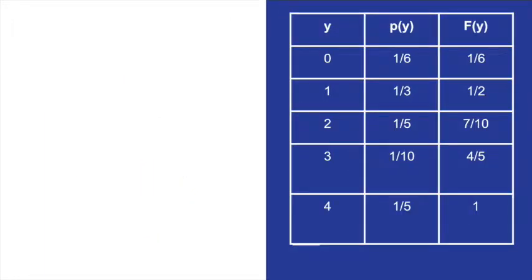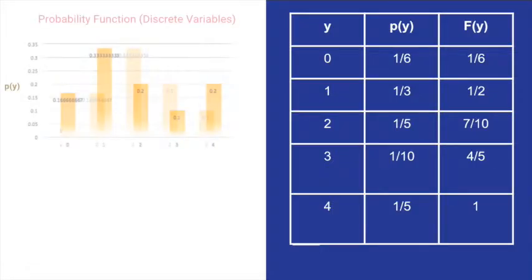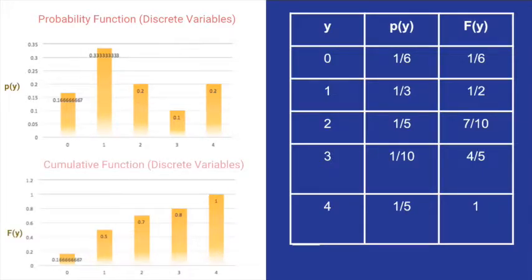Here we have an example for discrete variables and its probability function. In this table we show the values for y, which are from 0 to 4, and the probabilities to each individual value. For the probability function we have this graph, where the y-axis shows the probability for the y value. Here we have an example. When y equals 2, its probability will be 0.2.